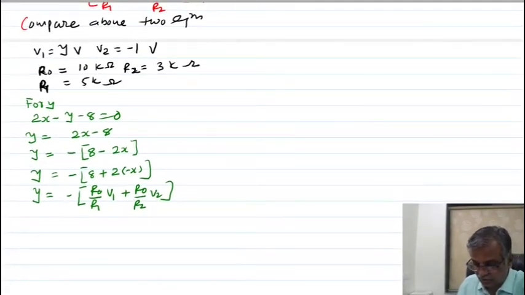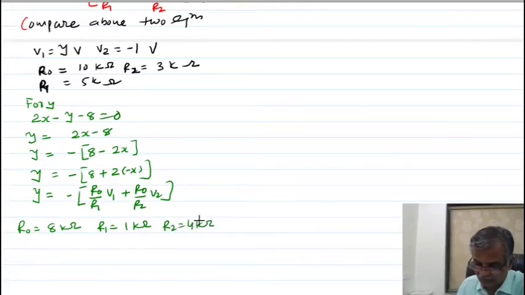Look here, you take the value of R0 by R1 such that you will get 8, and R0 by R2 such that you will get 2. So I am writing like this: R0 is equal to 8 kilo ohm, R1 is equal to 1 kilo ohm, R2 is equal to 4 kilo ohm. So see, R0 by R1 is 8, R0 by R2 is 2. Now V1 is 1 volt, and V2 is minus x volt.